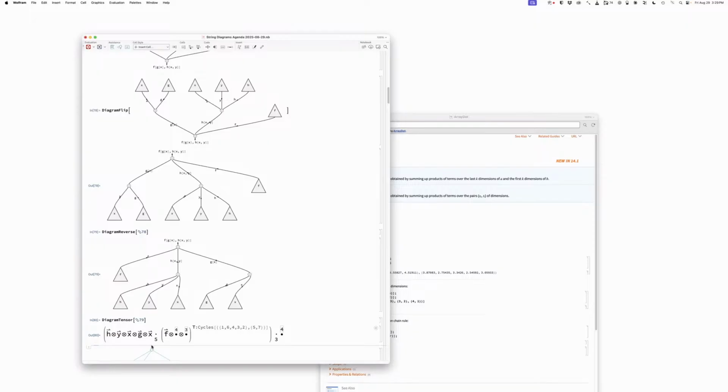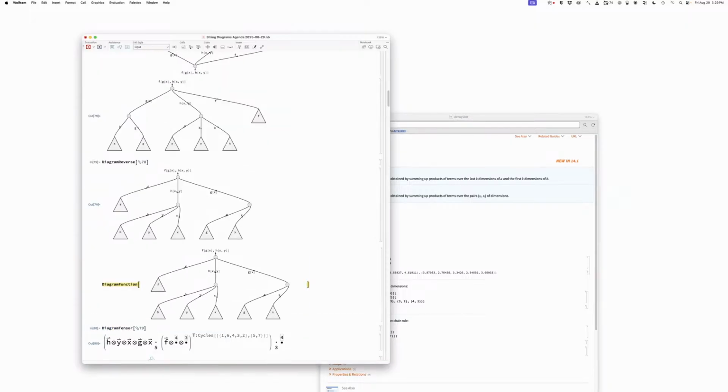What does it do? It converts a diagram into a pure function where, like tensors, I think the input is in the form of an association. I'm not sure. Oh, it's just a sequence. It may be a sequence, maybe. It depends on what you want as an output. Those dots are pretty weird.